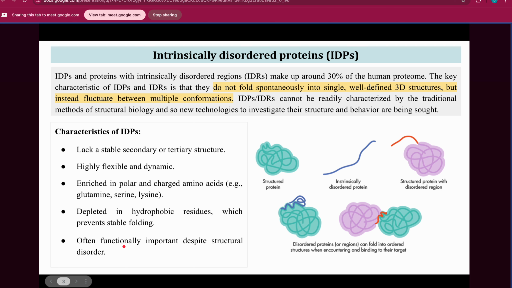And the last feature is that they are often functionally important despite structural disorder. So yeah, they do not have a proper structure, but we cannot say that they do not have any function. So irrespective of structural features, they have some functional relevance.